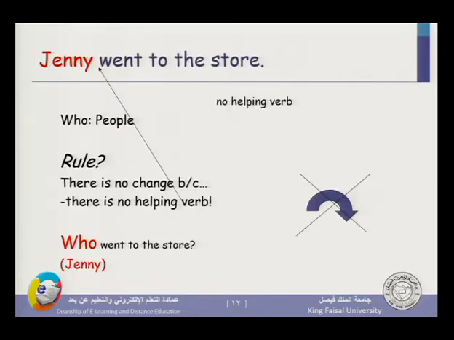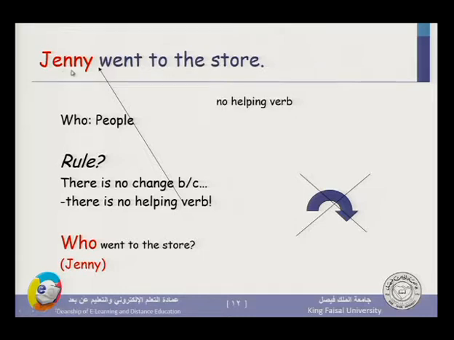Let's see more examples. When I say "Jenny went to the store," here you need to determine what I want to ask about. I can ask about Jenny. I can ask about the store, right? To the store, the place. And also I can ask about the place. But let's say the subject and the place.